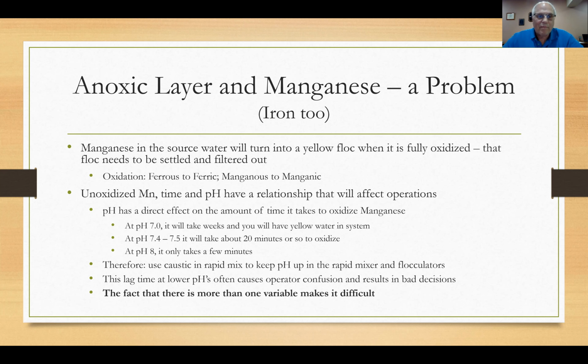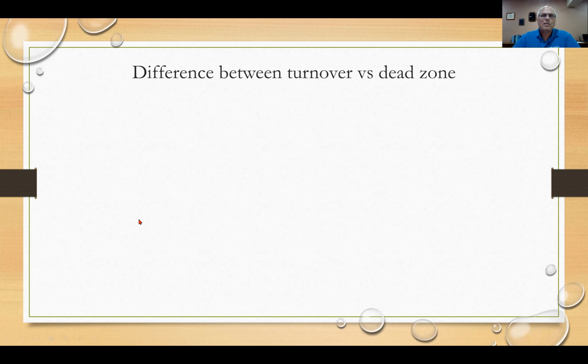So there is more than one variable when it comes to manganese: you've got time, you've got temperature, you've got pH, and all of those variables change. Very difficult for operators to keep on top of this. Often they make mistakes when they're trying to treat for manganese. Number one, because they don't know they have it because it's colorless. And number two, because they're making the wrong decisions when it comes to treating this. So let's discuss that. And also while we're doing that, let's discuss the difference between turnover and dead zone, because that's important. Two different things.